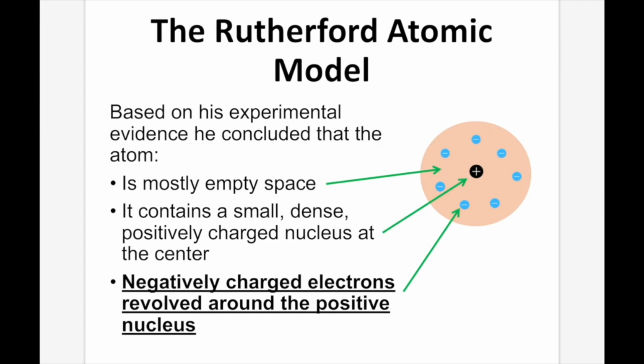So based on his experimental evidence, he concluded the atom is mostly empty space, represented by this beige color here. It contains a small, dense, positively charged nucleus at the center, that's the black, and negatively charged electrons revolving around the positive nucleus. So basically, it looks like this. Keeping in mind, any alpha particle that hit this center would be deflected back. Now, since that center takes up so little space, most of the time the alpha particles just went straight through, or were slightly deflected because they got a little bit too close to the positive nucleus.